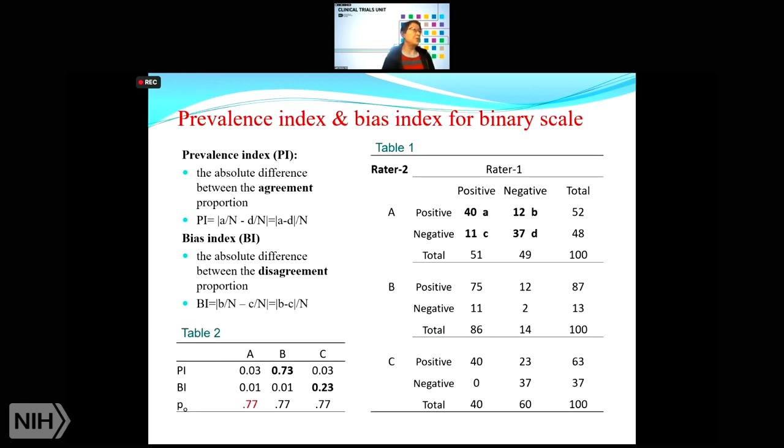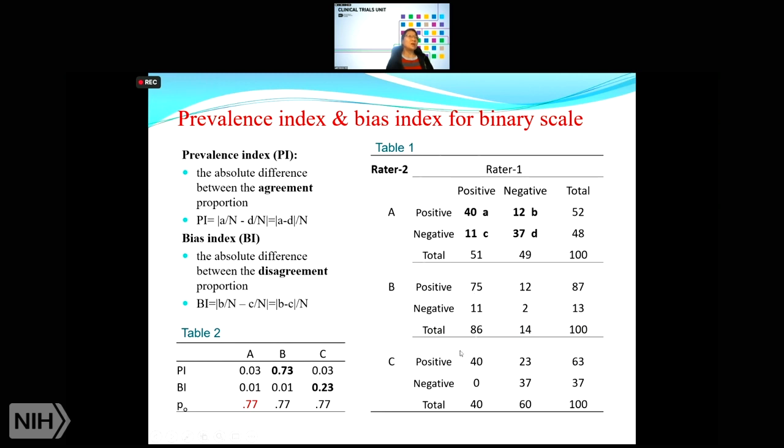Next, I'm going to introduce two indices, the prevalence index and the bias index, for binary scales. The prevalence index is defined as the absolute difference between the agreement proportions. Like in this example, 40 minus 37 divided by 100 is the prevalence index. The bias index is defined as the absolute difference between the disagreement proportions. Like in this example, the bias index is 12 minus 11 divided by 100.